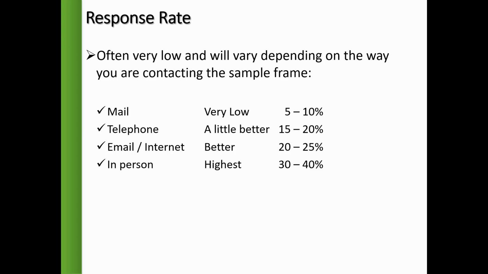Okay, response rates are often very low and will vary depending on the way you're contacting the sample frame. So for mail, if you send it out by post, only 5 to 10% of the people will answer your survey. Telephone, 15 to 20% answer your survey. Email, internet, 20 to 25%. And in person, 30 to 40% will answer your survey. But as you go down, you're going to see there are drawbacks. In person is going to be expensive. Email is probably the easiest, right? This might be the best solution. But without a person involved, how do you know they're not just randomly answering the questions for you, right? In person will give you better quality. So this is a trade-off you have to decide on.